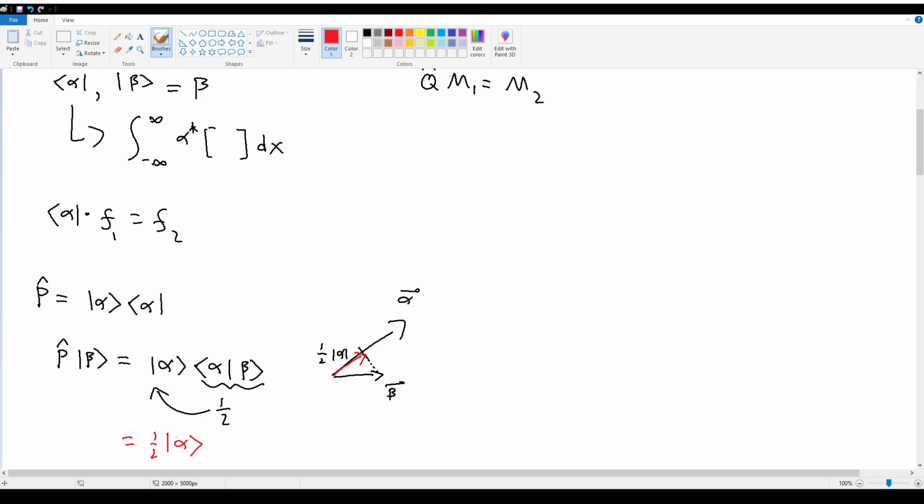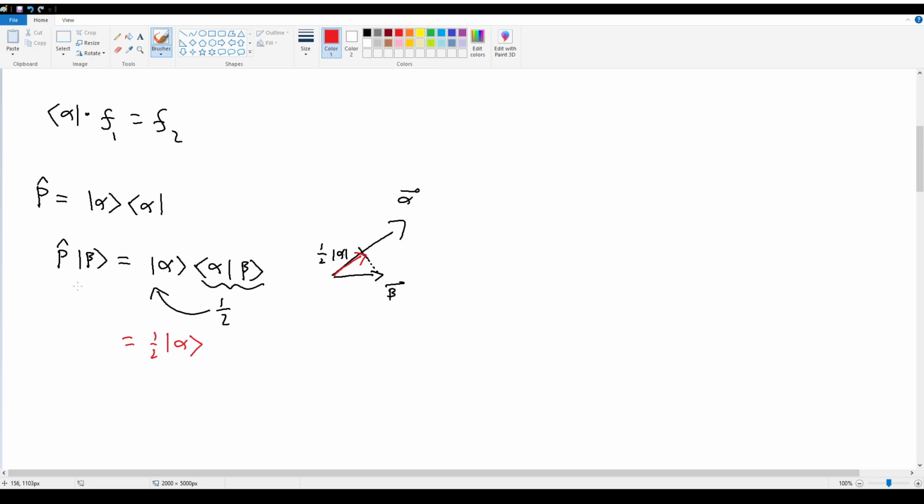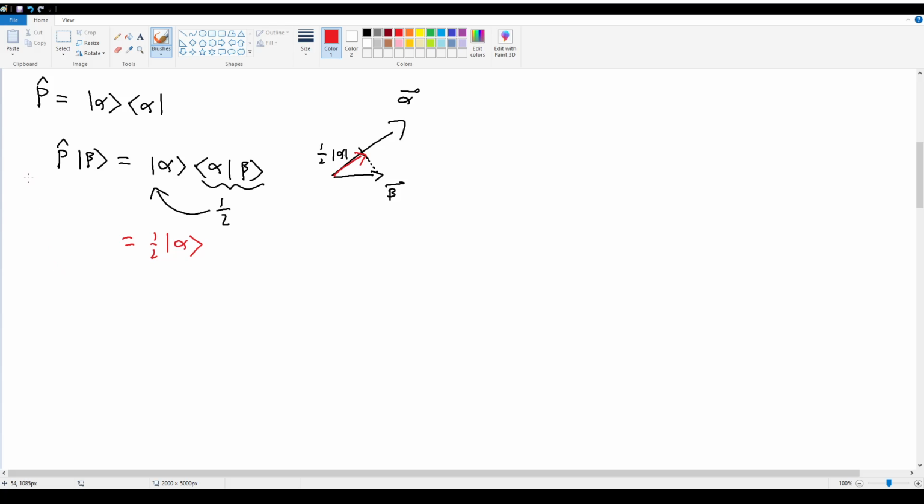So this is something that inevitably will become very useful when you start using Dirac delta notation a lot more in more complicated problems. But for now, we're just going to leave it at that. Griffiths is just going to leave it at that. And we're going to do one more thing.